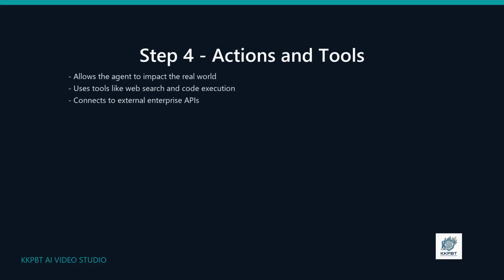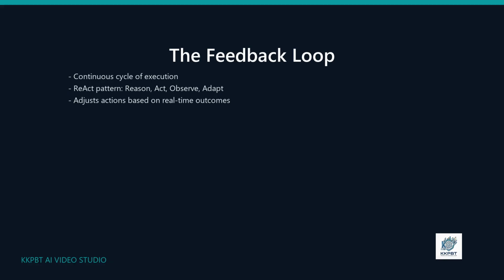Step 4 is actions and tools. Thinking is great, but an agent must interact with the world to be useful. Tools let the agent execute actions like searching the web, running computer code, or making API requests to external databases and software systems. Now, how do these four parts work together?